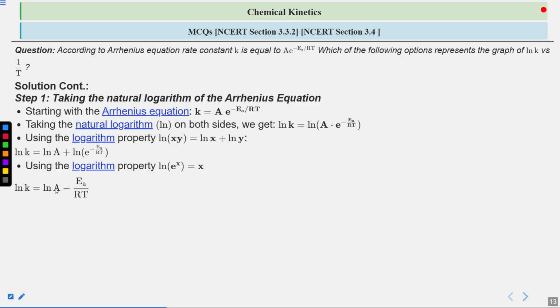So this equation will become ln k equals ln A. This is already present in the power form, so it will go here in the multiplication, and ln base e will become 1. So the equation will become ln k equals ln A minus Ea by RT. This minus Ea by RT will go in the multiplication. That's why we are writing it here as minus Ea by RT. Okay, so this is the equation.